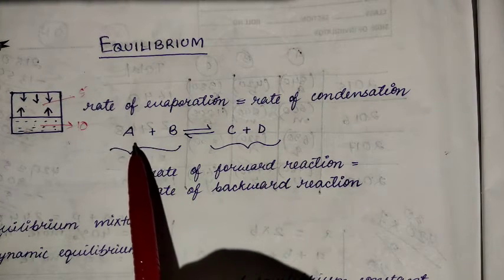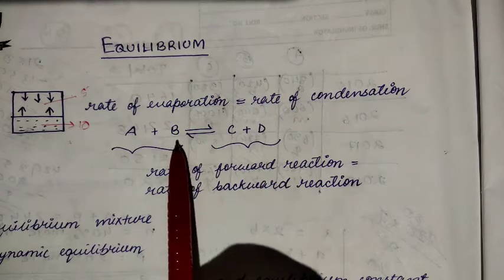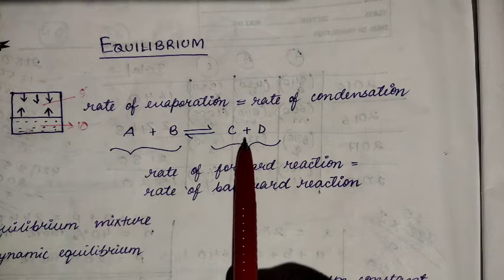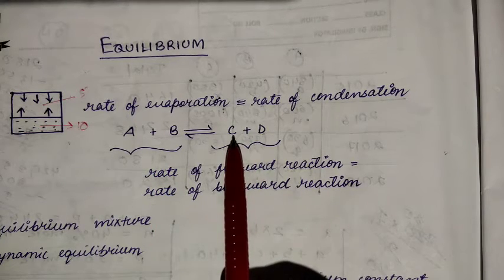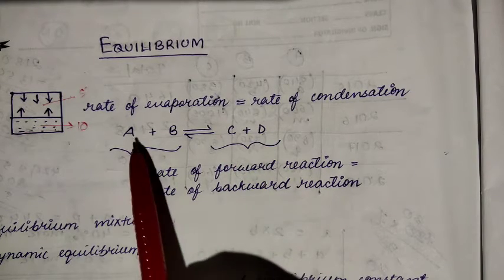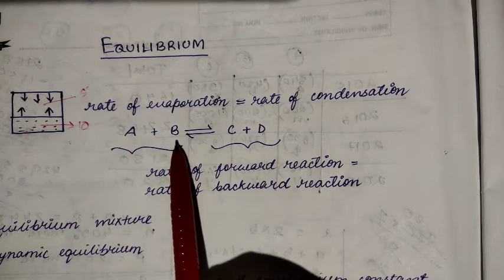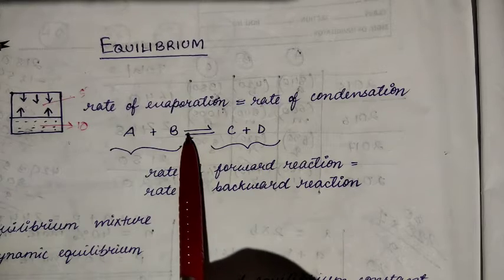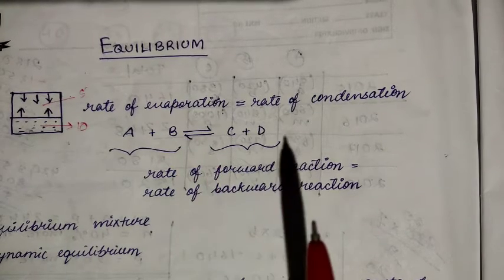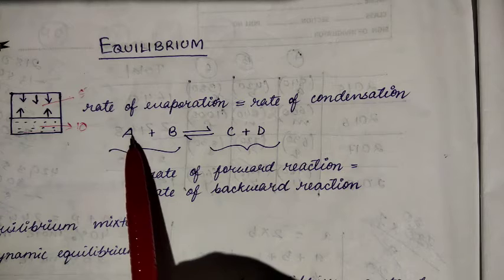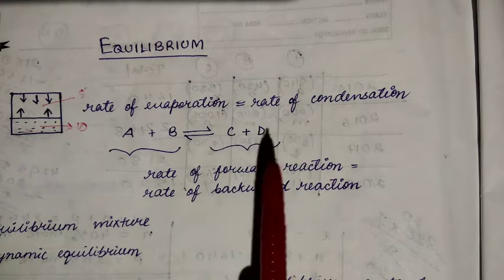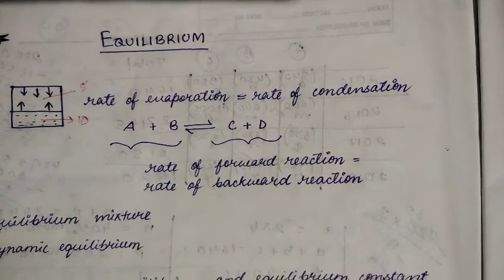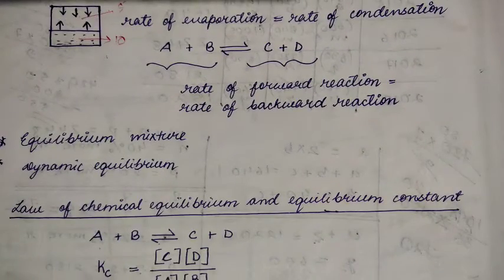So when we talk about the forward reaction, A plus B are the reactants, C and D will be the products. When we talk about the backward reaction, we have to go in the reverse direction. So in this case, C and D will be the reactants and A and B will be the products. And the sign of equilibrium is a half arrow, inverse or reverse half arrow. Is it clear? Here the rate of the formation of C and D is equal to the rate of the formation of A and B. Clear? So this is known as the equilibrium.